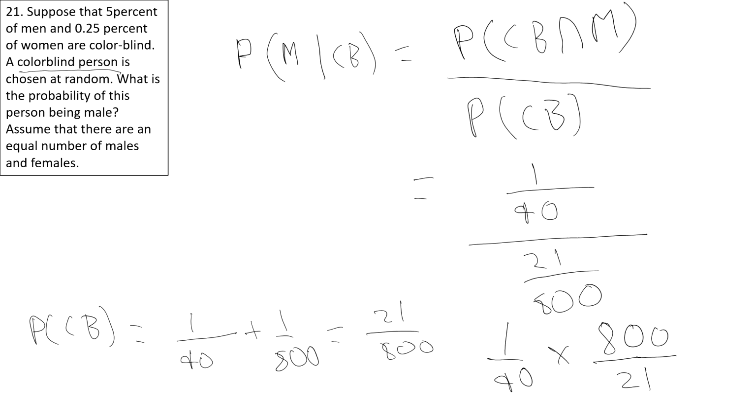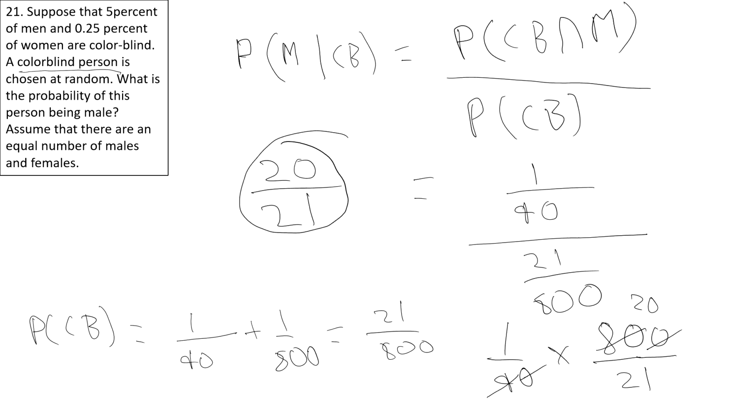I hope I am doing it right. So 80, right? So it will be like 80, okay, it is this thing, 10, I can cut it here, 20. So the answer is, the probability that a person who is colorblind is male is 20 by 21.